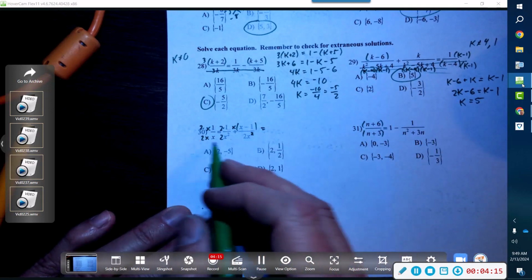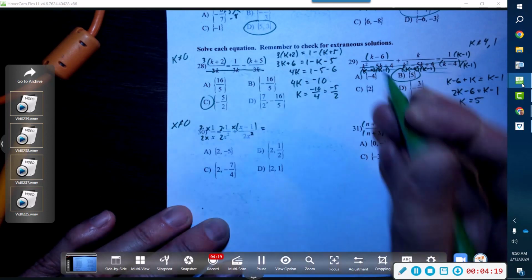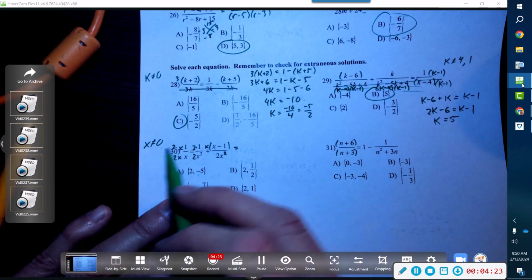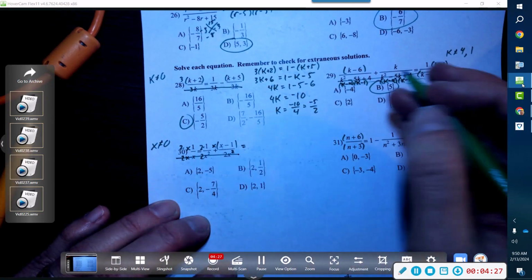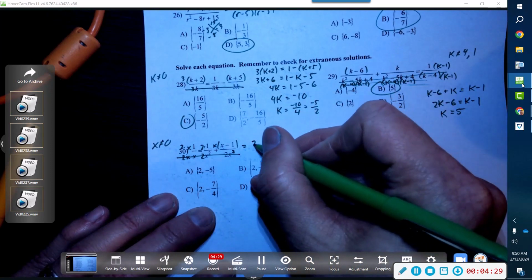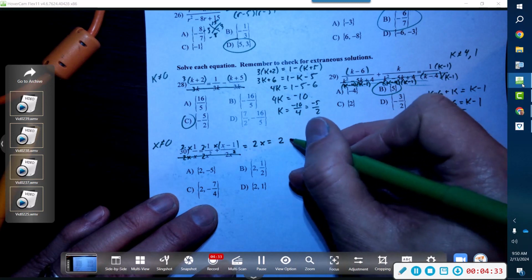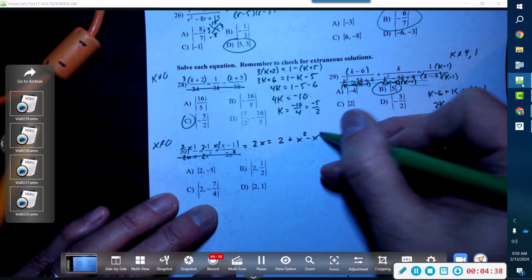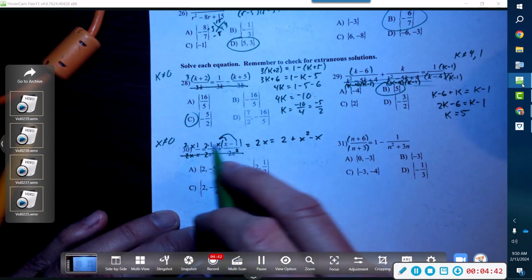But let's take a look for a second though. x cannot equal 0. Okay, I don't see any parentheses here, but I do see an x, so I know that x can't equal 0. So now those guys are all set, and I get 2x equals 2 plus x squared minus x. So I'm going to distribute those guys. Okay, and there's the 2 for 2 times 1, and then this guy is 2x.